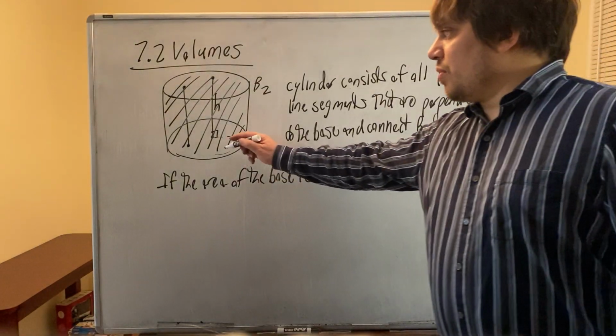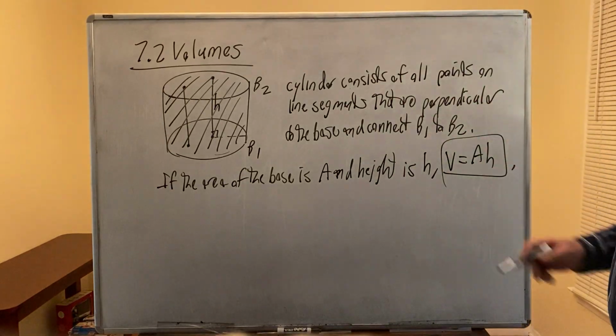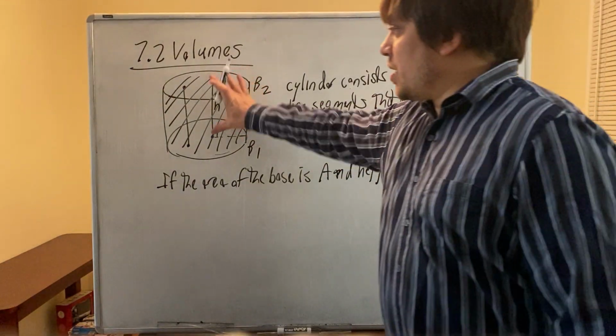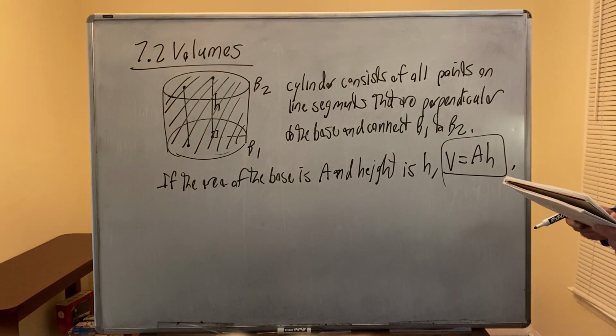The height means the length of some line segment that starts at B1, goes in the perpendicular direction to B2 and stops at a point in B2. The length of such a line segment, h, is the height. So V equals A times h.